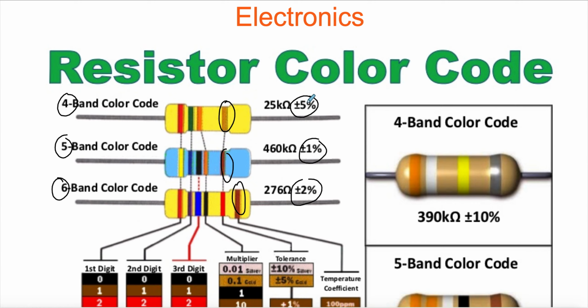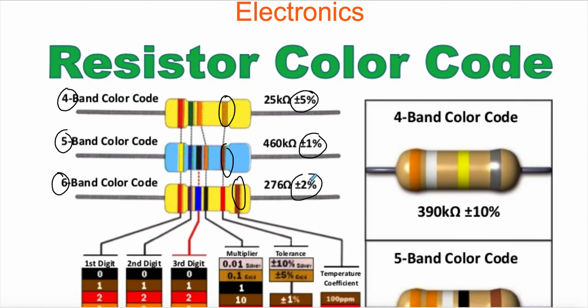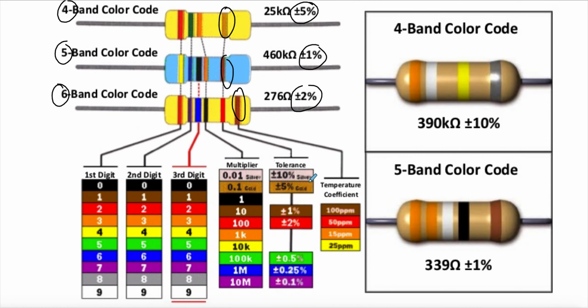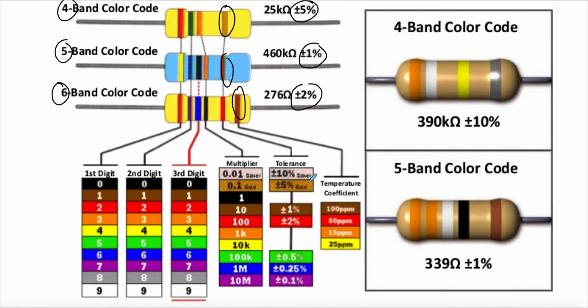So this would be plus or minus 5% of that current, plus or minus 1% of that current, plus or minus 2% of that current. Okay, and here are your color codes.